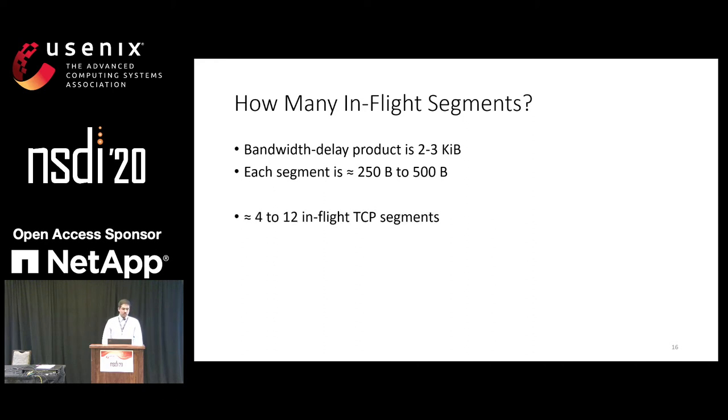The overall point I want to make here is that this means that you have 4 to 12 in-flight TCP segments per connection. And this is much lower than the number of in-flight segments you have over higher bandwidth links, such as Wi-Fi and so on. And this actually really affects how TCP's congestion control behaves in this setting.